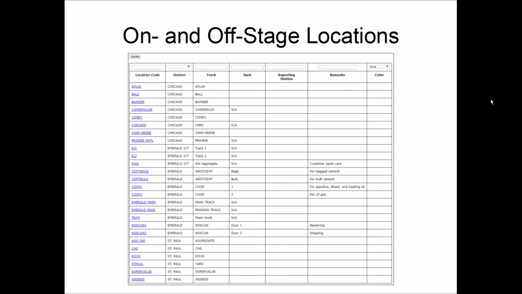So finally, here you can see a list of all our on and off stage locations we've entered into the system. And I entered some comments about a few of them. And if you compare these back to the schematic diagram of the branch line, you can see that just about everywhere we could set out a car has been identified as one of these locations.